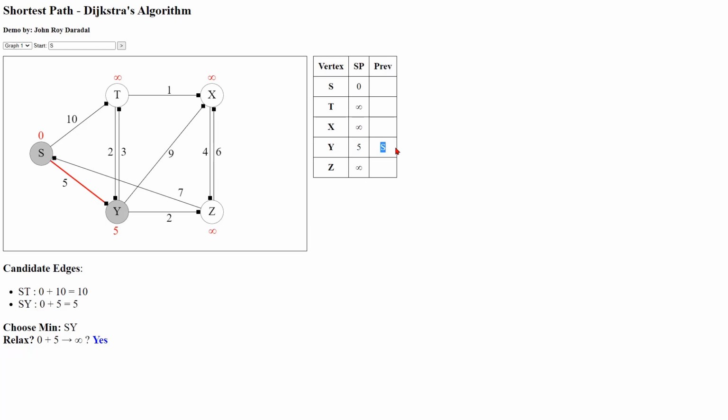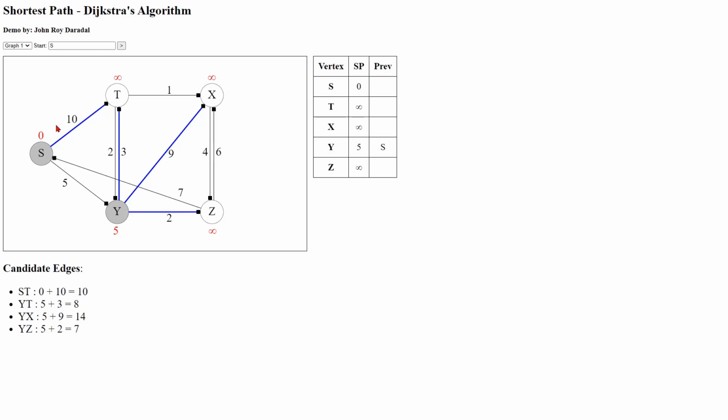Here, and then the previous is set to S. Okay? After that, we have a new set of candidate edges. Now we have more. We have 4, right? So we have ST, YT, YX, and YZ. So again, the candidate edges are those with the source vertex being explored, and the destination vertex being unexplored for now.